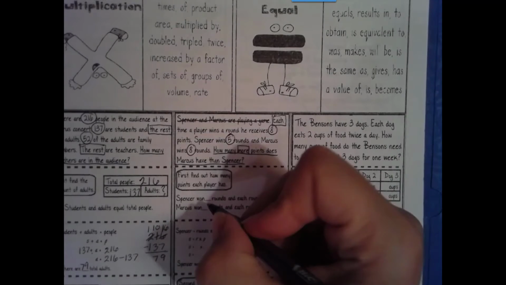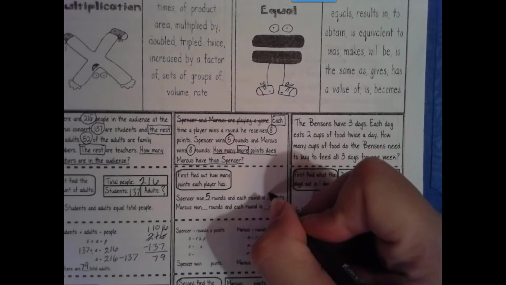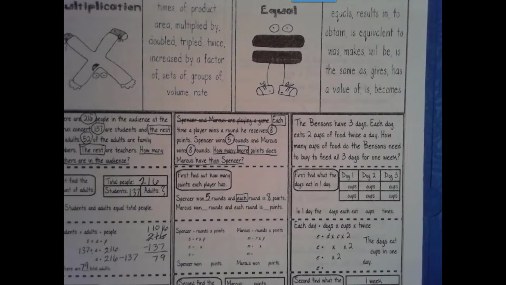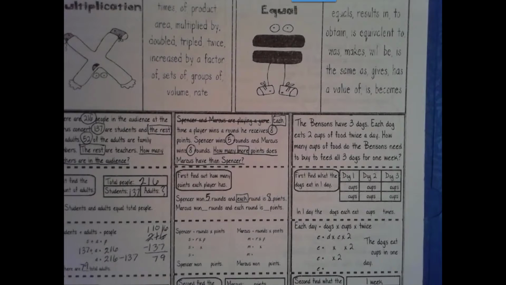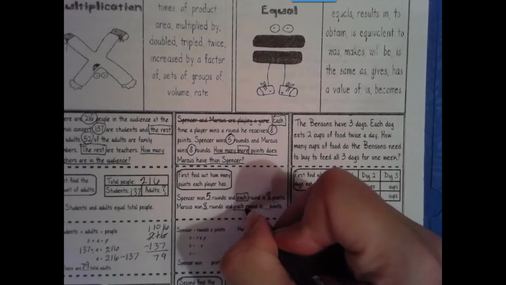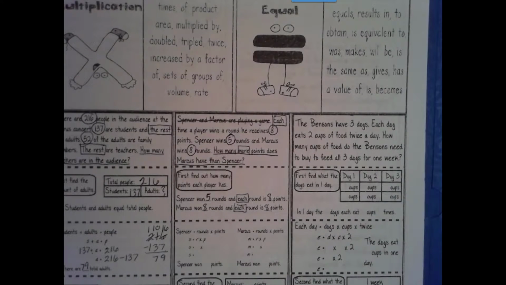Well, Spencer won 5 rounds, and each round is 8 points. That "each" is going to be a clue there. Marcus won 8 rounds, and each round is 8 points. That "each" is going to tell us we need to multiply.